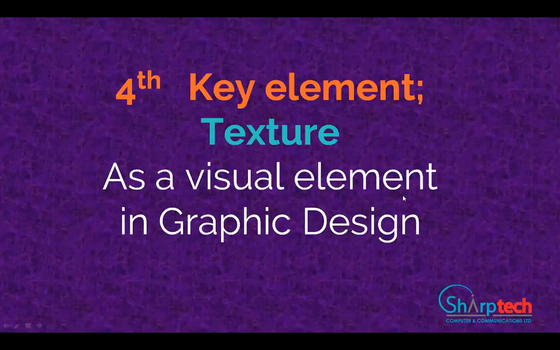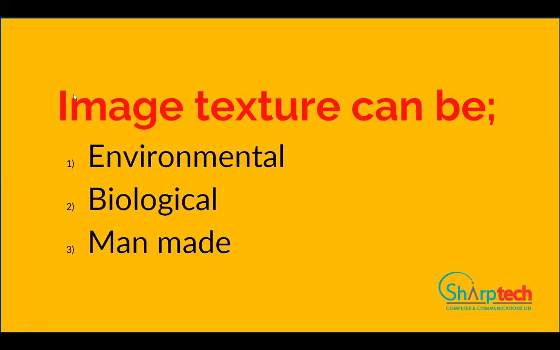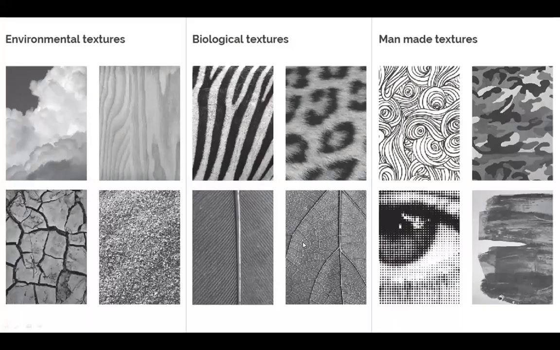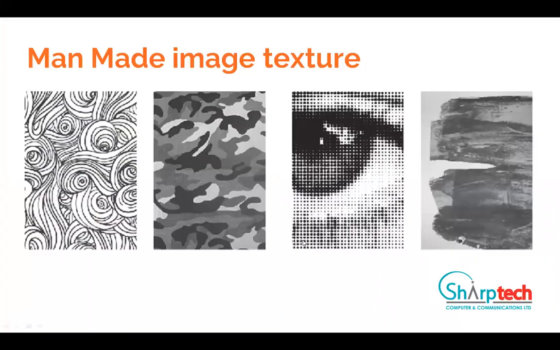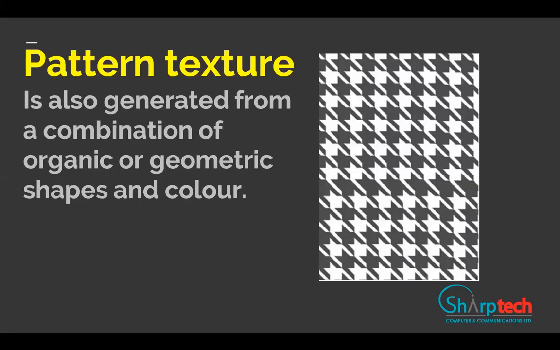So let's continue. We had gone a little far. So we have looked at the three, okay? And now, I think even this we looked at. So we're supposed to head to pattern texture. And we said it is also generated from a combination of still the same organic or geometric shapes in color.